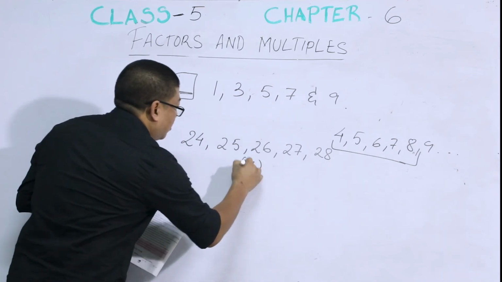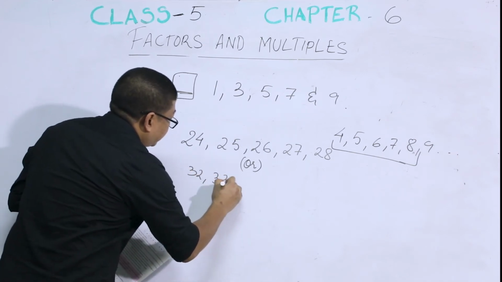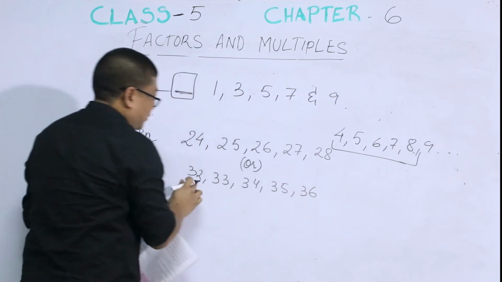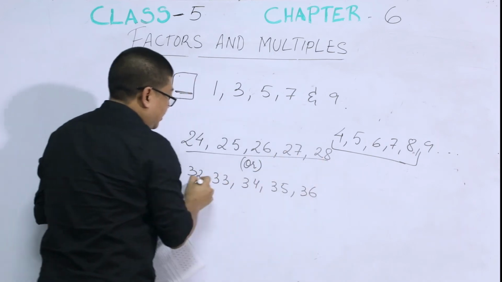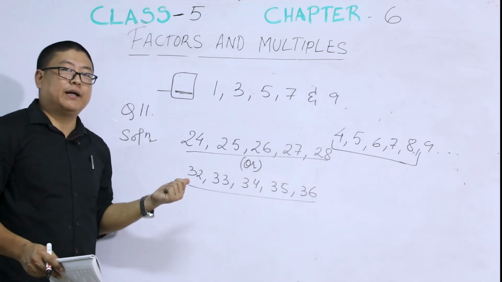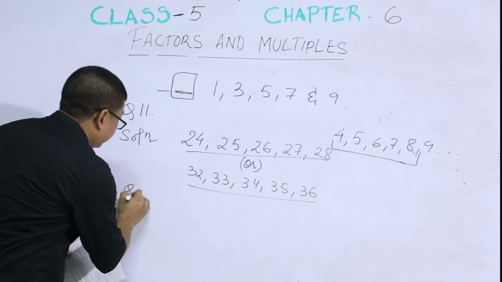Or there's one more. It should be 32, 33, 34, 35, 36. So it can either be this or this. So this is for question number 11, right? So let's move on to the last question, question number 12.